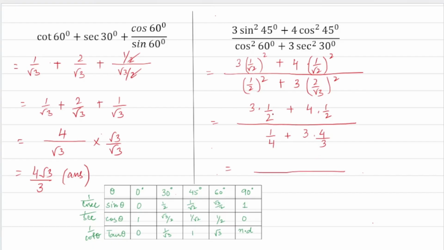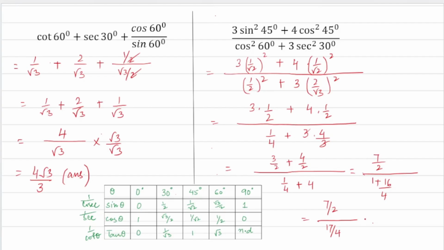This gives me 3 times 1 half is 3 halves plus 4 times 1 half is 4 halves. 1 over 4 plus, can I cancel this 3 and 3? So I'll be just getting 4. It gives me in the numerator 3 halves plus 4 halves becomes 7 halves. And over here I will take the LCM. So it will be 1 plus 4 times 4, 16. So this gives me 7 halves and 1 plus 16 is 17.